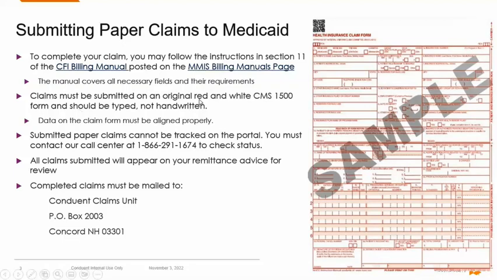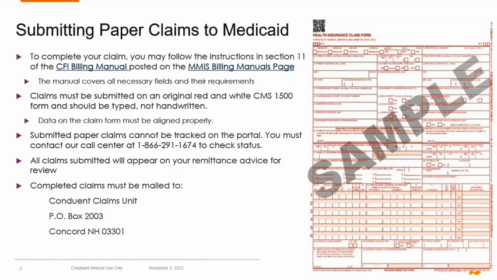Claims must be submitted on an original red and white CMS 1500. They cannot be printed off from the internet and mailed to Conduent. They have to be true red and white 1500 forms, which you would have to purchase. The data on the claim must be aligned properly. It can't be out of place. A lot of the times we see claims come in that are misaligned, and sometimes when that happens, those claims have to be mailed back to the provider. So just letting you know that.